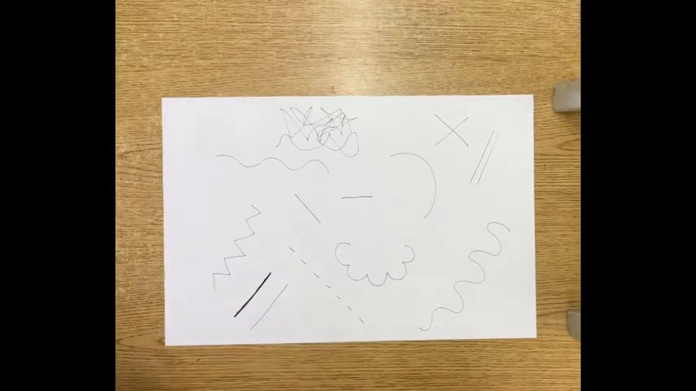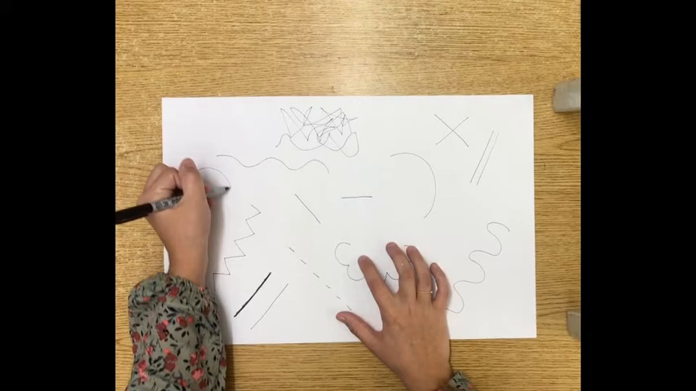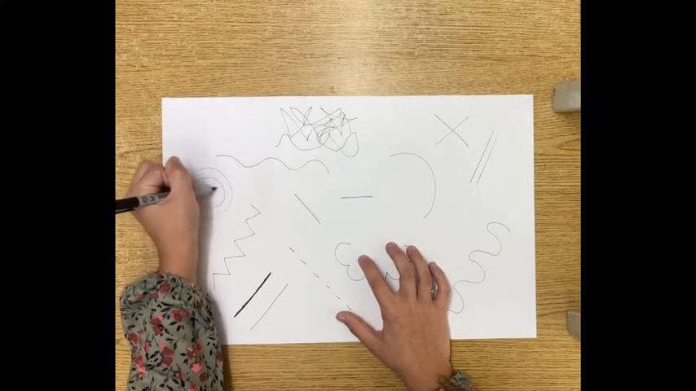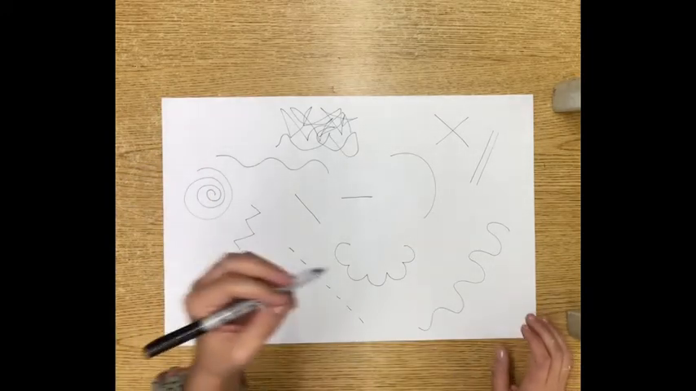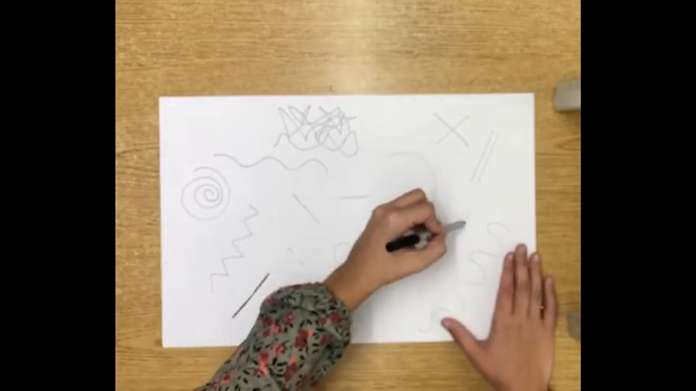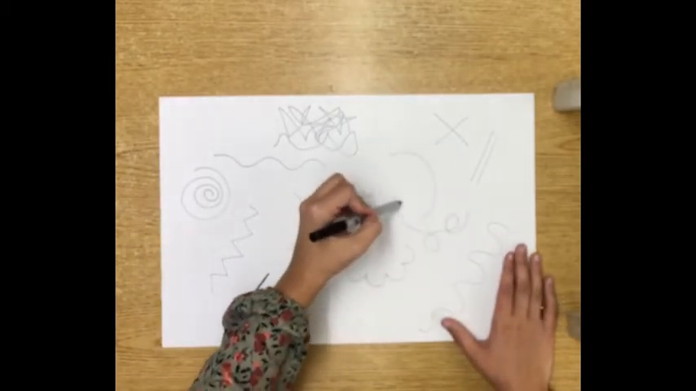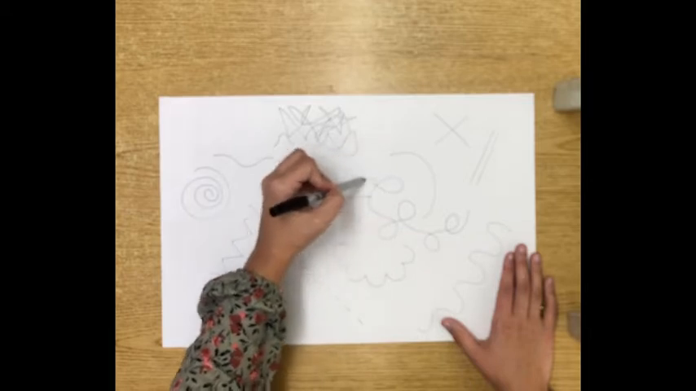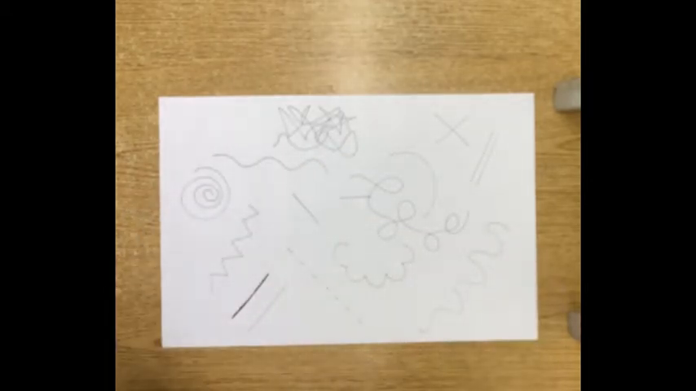Oh my gosh, I almost forgot a couple of my favorites. So this would be a swirly line. Nice big swirl. And then I'm kind of running out of space. This would be a curly line, or sometimes I call it loopy. Oops, I ran into my other one.